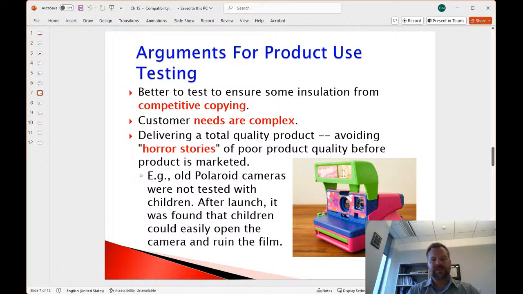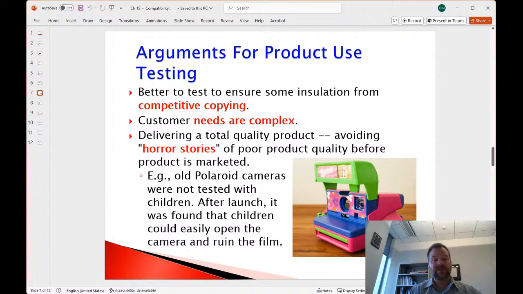Some other things to think about is that customer needs are complex. You want to try to make sure that it's not just a direct copy of competitors or that competitors can copy it. And there's also issues that if it's poor quality, you could really run into some issues with sort of unforeseen horror stories. And so the old Polaroid cameras, where you take a picture and it spits out the picture and you wait till it shows up.